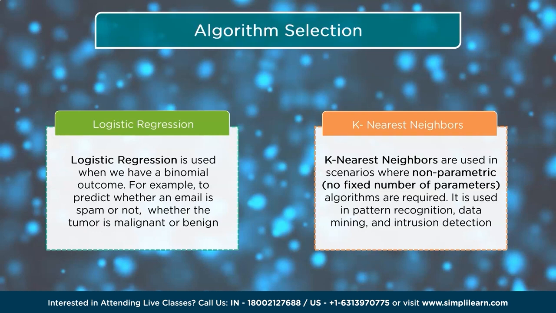I find the logistic regression models work really good in a lot of raw numbers. So if you're working with, say, the stock market, is this a good investment or a bad investment? So that's one of the things, it handles the numbers better. K-nearest neighbors are used in scenarios where non-parametric, no fixed number of parameters, algorithms are required. It is used in pattern recognition, data mining, and intrusion detection. So k-nearest neighbors is really good at finding the patterns. I've seen that as a preprocessor to a lot of other processors, where you use the k-nearest neighbors to figure out what data groups together.